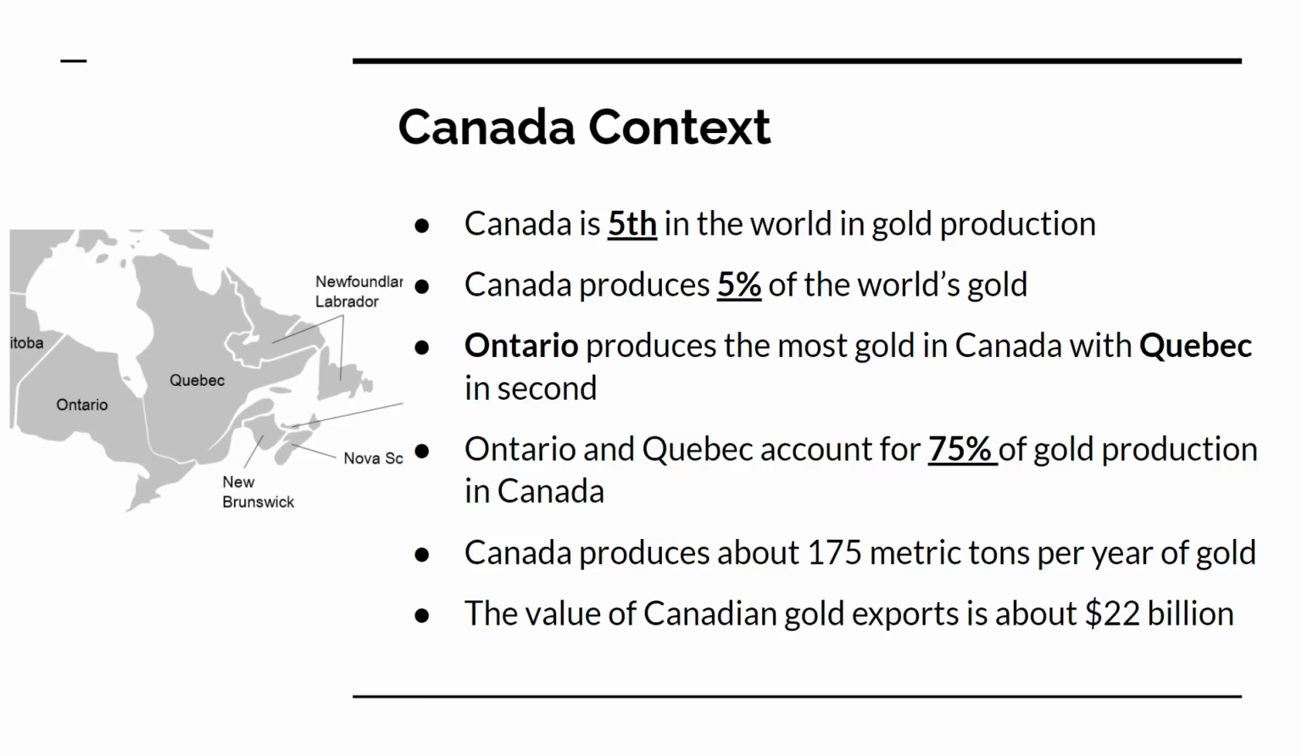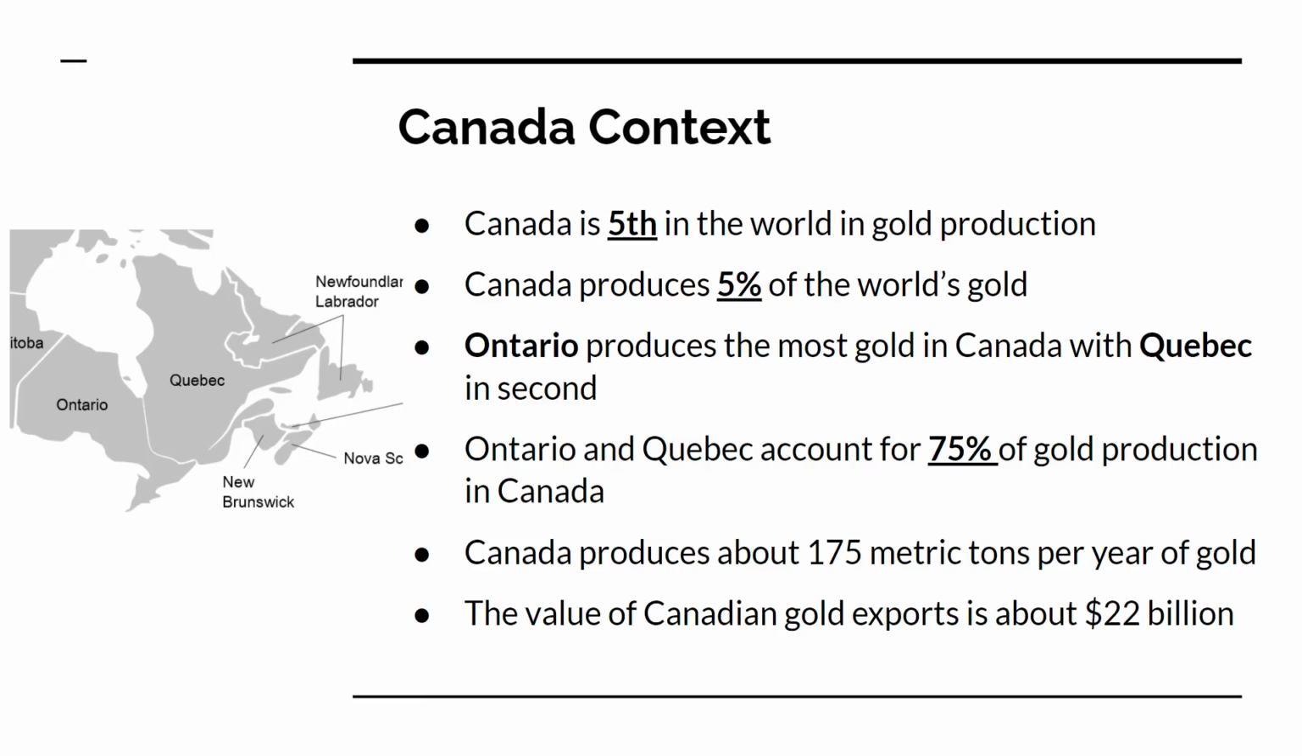Ontario produces the most gold in Canada. Ontario is the province that's just north of Indiana and Michigan. Ontario produces the most gold in Canada, with Quebec in second, and Quebec is just to the right of Ontario, as you can see in the picture.